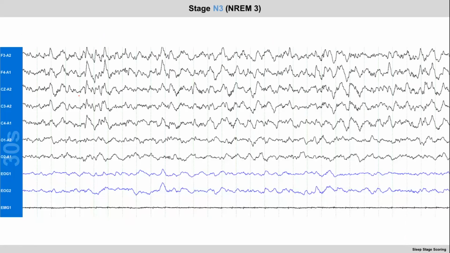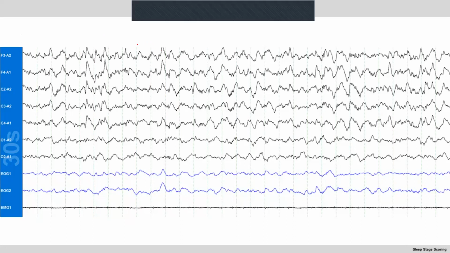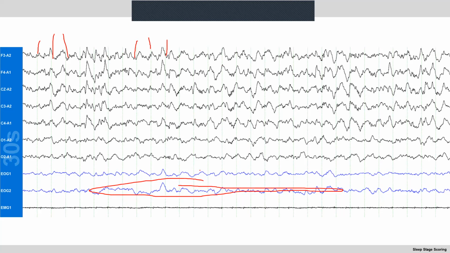So you can see this kind of activity in N3 or non-REM 3. Slow wave activity is there all around. Okay, and you can see this is 1 second, and there are 30 seconds; if you count these lines, this will give you a 30-second window. And again, these are not eye movements, these are EEG activity picked up by the eye electrodes or EOG electrodes. Okay, EMG is lower.